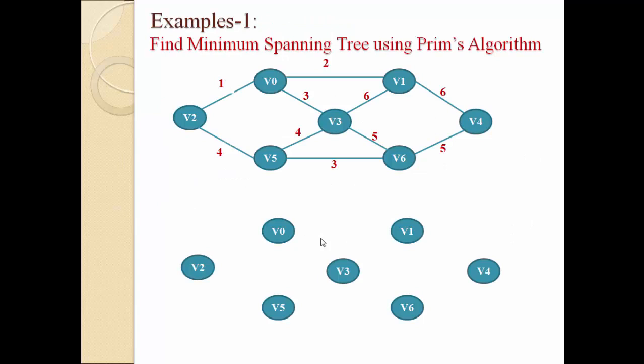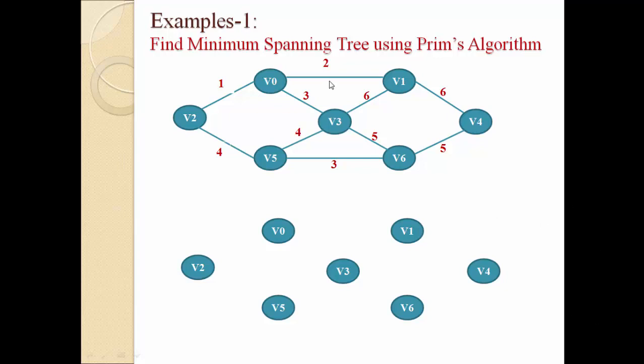Just take one example. Suppose we have one graph in which a number of vertices are there. For example, a total of 7 vertices, starting from V0 to V6. This graph is a weighted graph in which every edge has some cost, or we can say weight. For this weighted graph, we have to identify the minimum spanning tree by using Prim's algorithm. So let us discuss how we can find the minimum spanning tree of this graph by using Prim's algorithm.